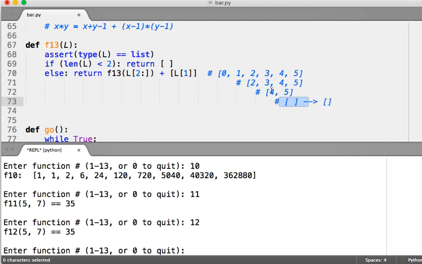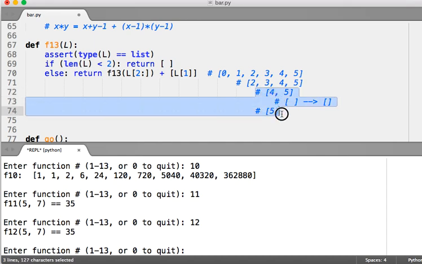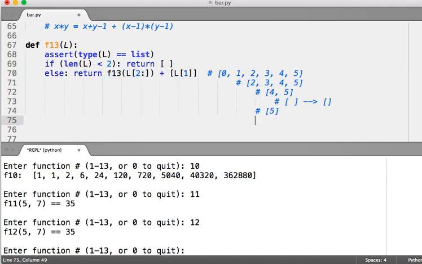To that empty list, when L was 4, 5, we recursively called f on the empty list, and then we added L of 1, which is 5, which means that this one returns the empty list plus the list 5, which is just the list 5. That's the result of this call. Now we're back out to another level when we called it on 2, 3, 4, 5. It recursed and computed 5, and it's adding on L of 1, which is 3. So this one gives us 5, 3.